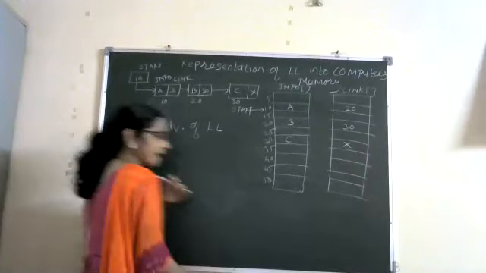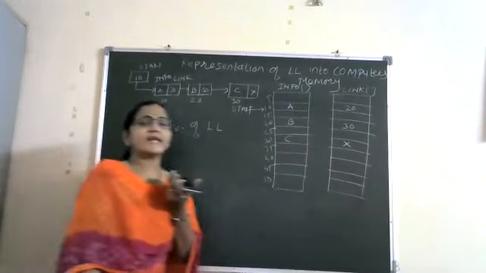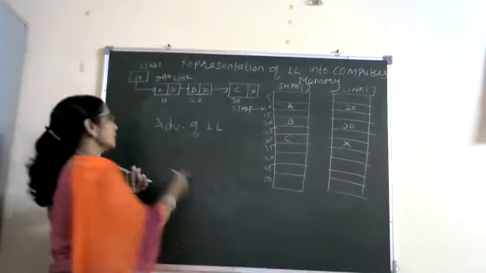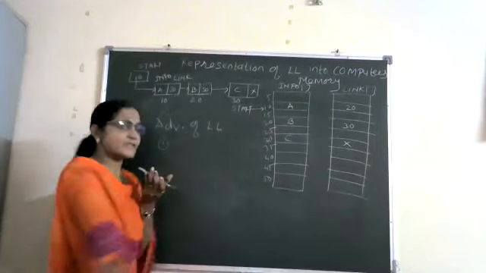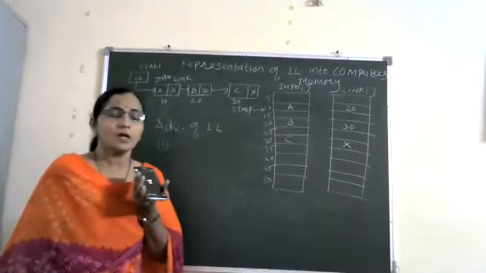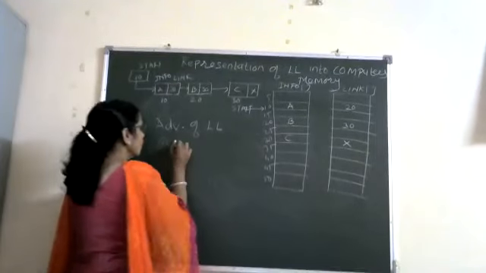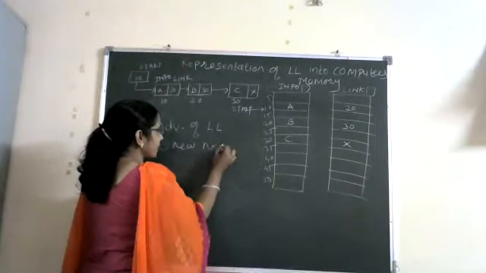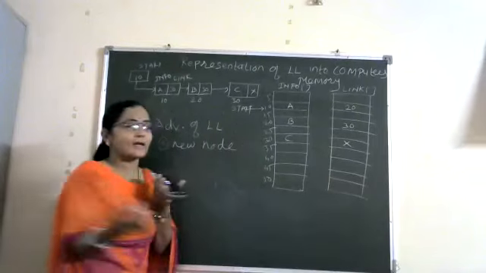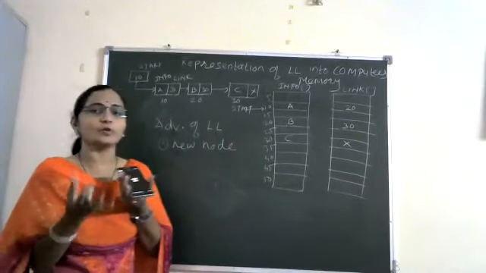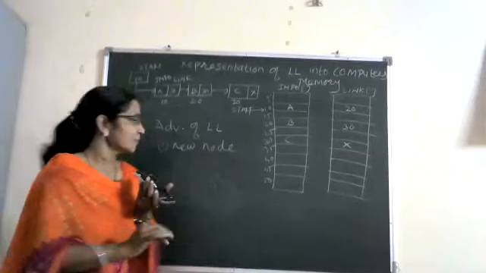Okay, now we see what the advantages of this linked list are. I already told you that this is a dynamic data structure. So the first advantage is, as it is a dynamic data structure, you can create a new node as and when you require. म्हणजे ज्या वेळेला तुम्हाला गरज आहे त्या वेळेला तुम्ही तो नोड क्रिएट करू शकता.